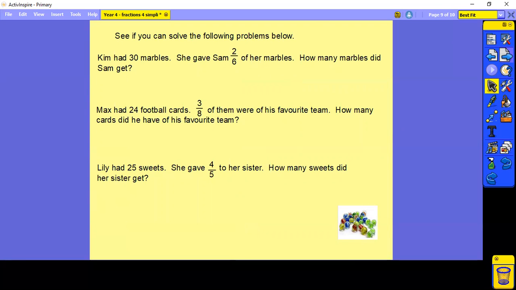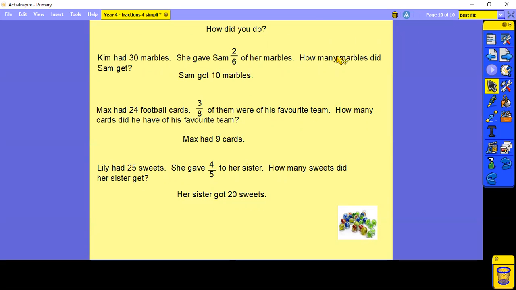See if you can solve the following problems below. Kim had 30 marbles. She gave Sam 2/6 of her marbles. How many marbles did Sam get? Max had 24 football cards. 3/8 of them were of his favourite team. How many cards did he have of his favourite team? Lily had 25 sweets. She gave 4/5 to her sister. How many sweets did her sister get? Pause whilst you try.